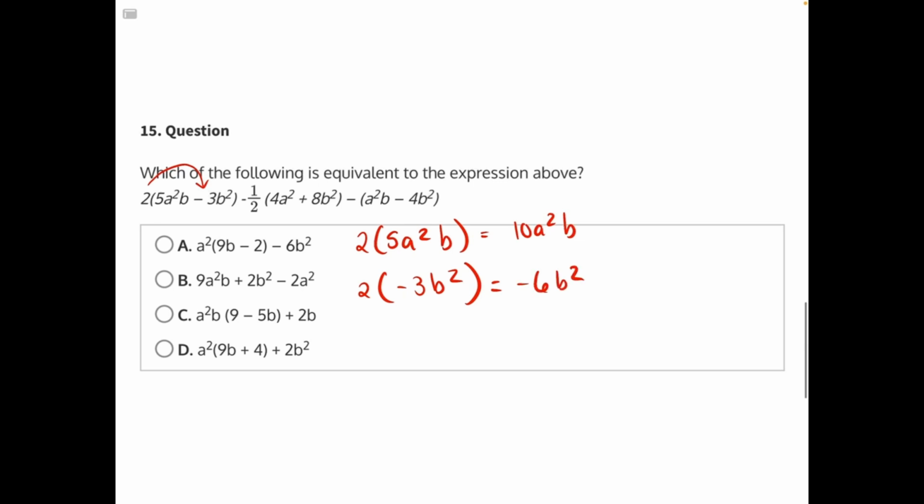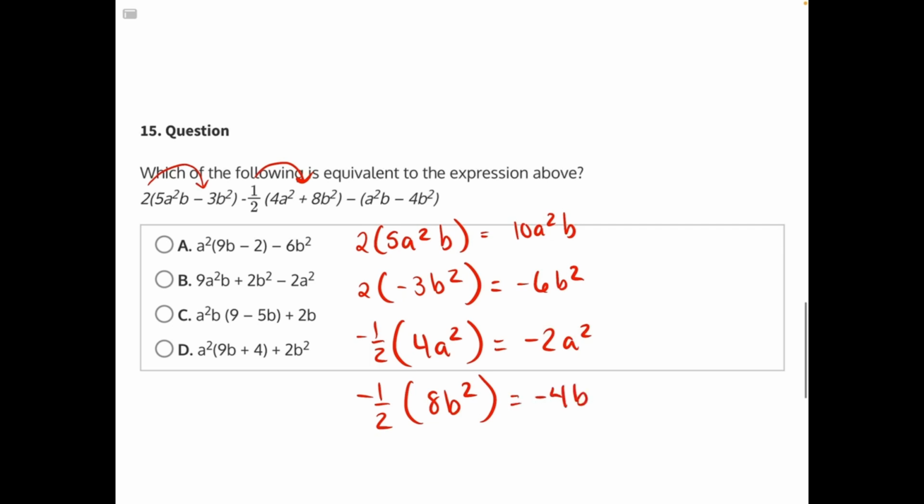Now let's look at the next grouping. Negative 1/2 times 4a squared and negative 1/2 times 8b squared. Half of 4 is 2. A negative times a positive will give us a negative 2a squared. Half of 8 is 4. A negative times a positive will give us a negative 4b squared.